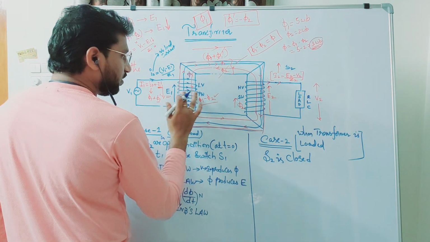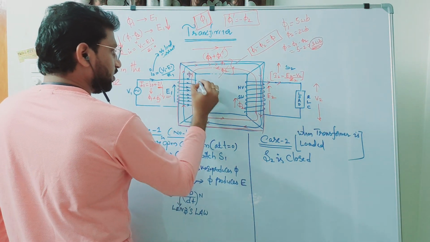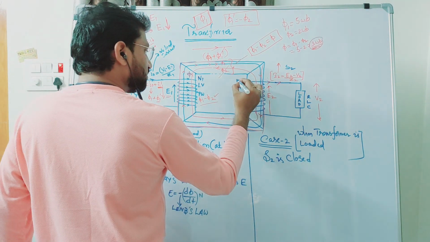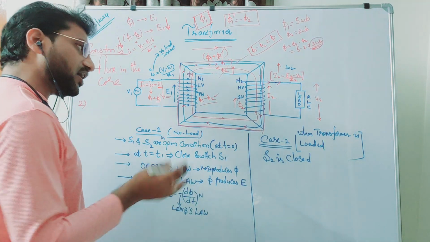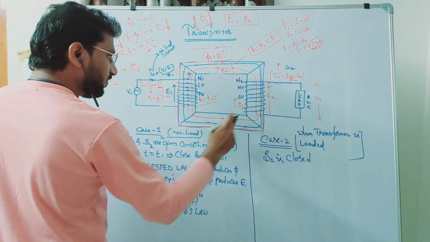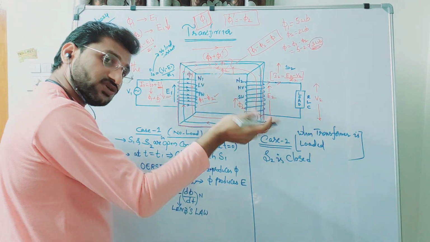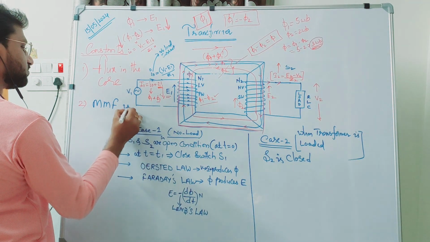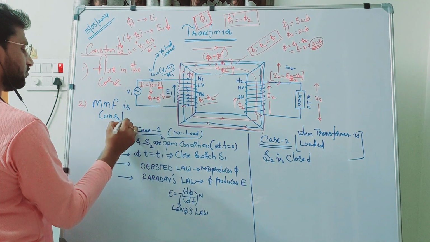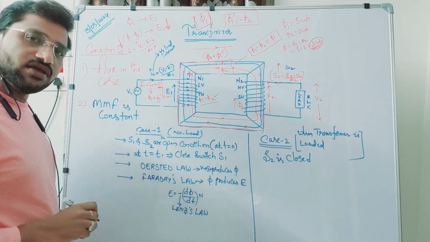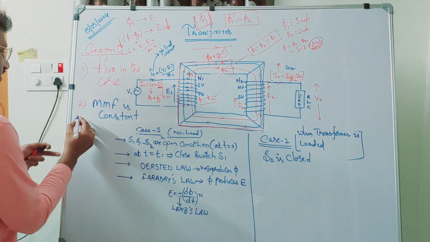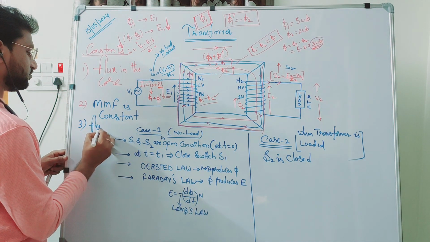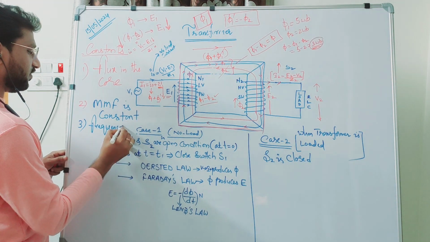For this winding, the number of turns, let us take it as N1. For this, the number of turns is N2. Now, since the flux is constant and the number of turns is also constant, I can say the MMF is also constant in the transformer core. Similarly, the third one, finally, is the frequency. The frequency is also constant.